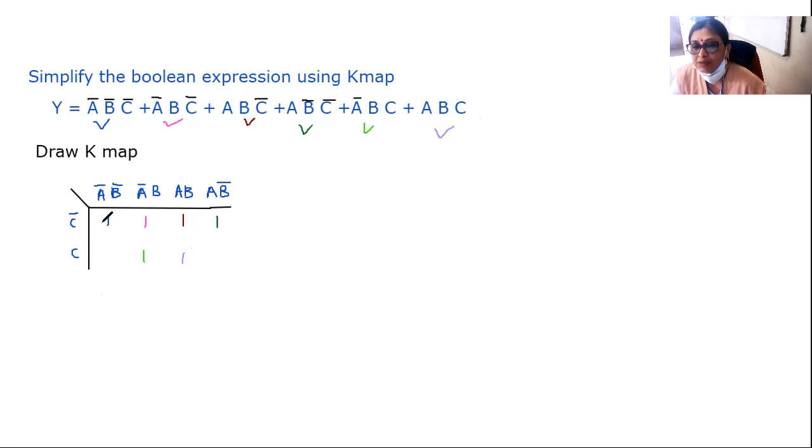Okay. So how many terms are present? 6 terms are present. And in 6 cells, we have written logic 1. So what do you have to do for the remaining places? For the remaining places, you have to write logic 0 because these terms are not present in your Boolean expression. Okay. Now, in this case, how are you going to group the cells? Can anybody tell me? Grouping?